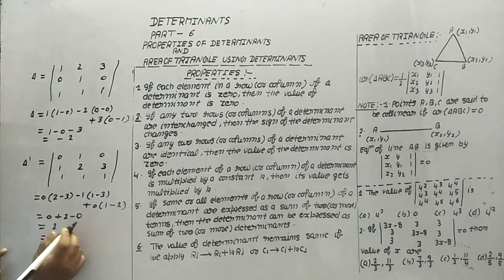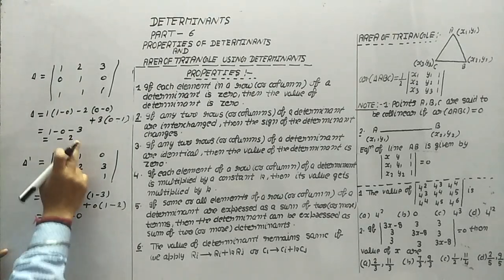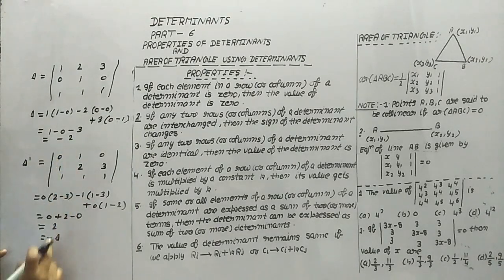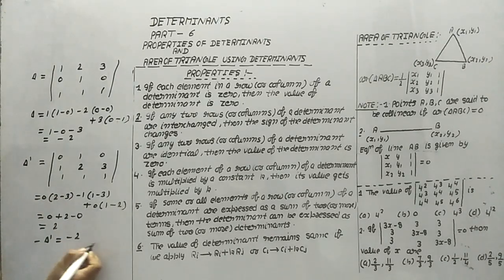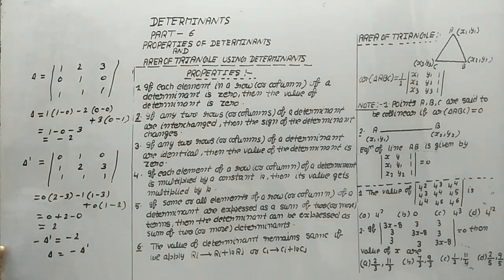Because this is minus 2 and this is 2, you can write it like that, and when you multiply both sides by minus, this will come. Let me give more explanation. Delta dash is equal to 2, it means minus delta is equal to minus 2. It implies that delta dash is equal to minus delta. So this is the second property.